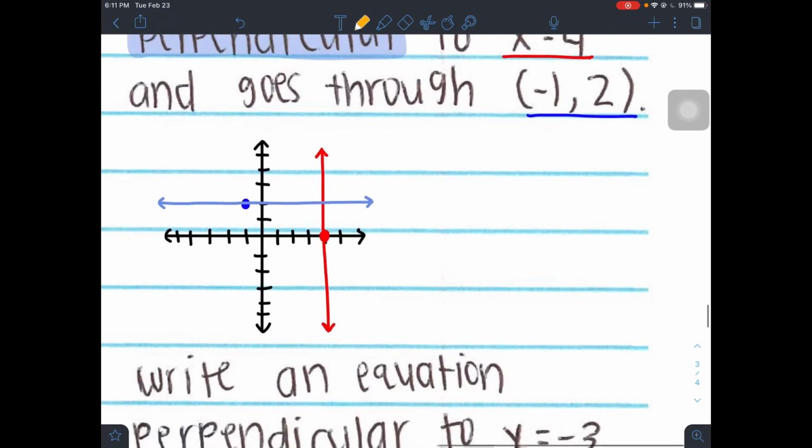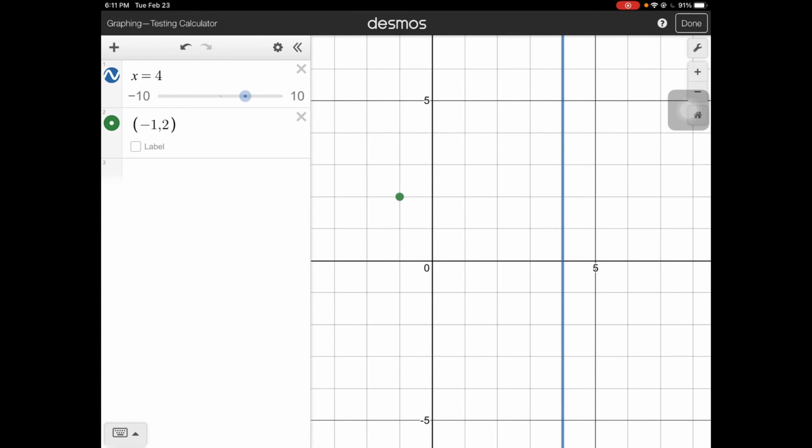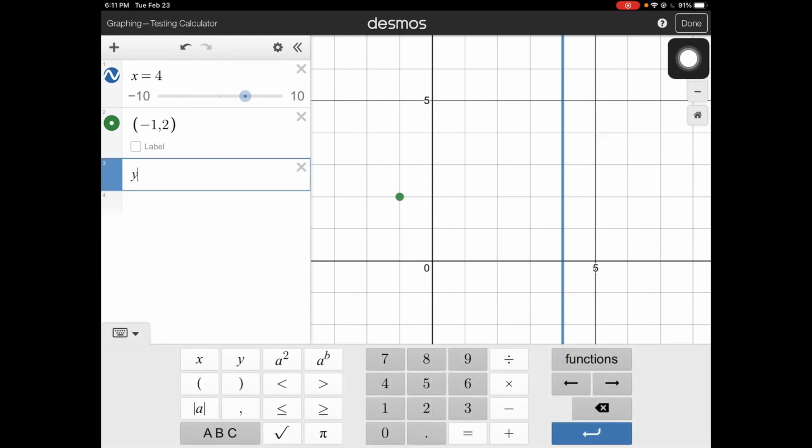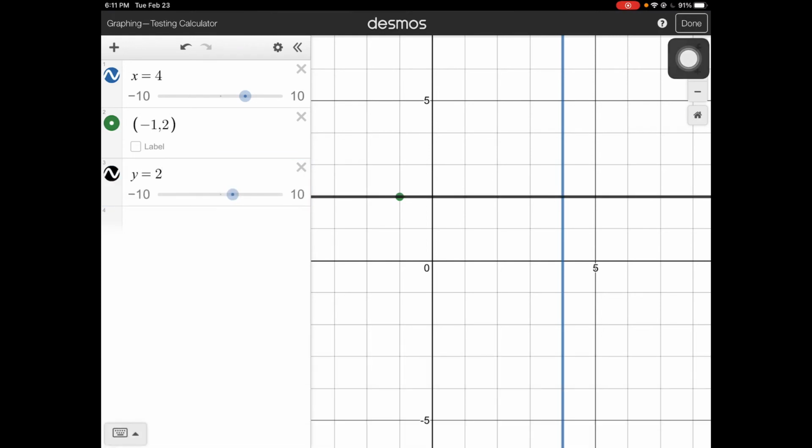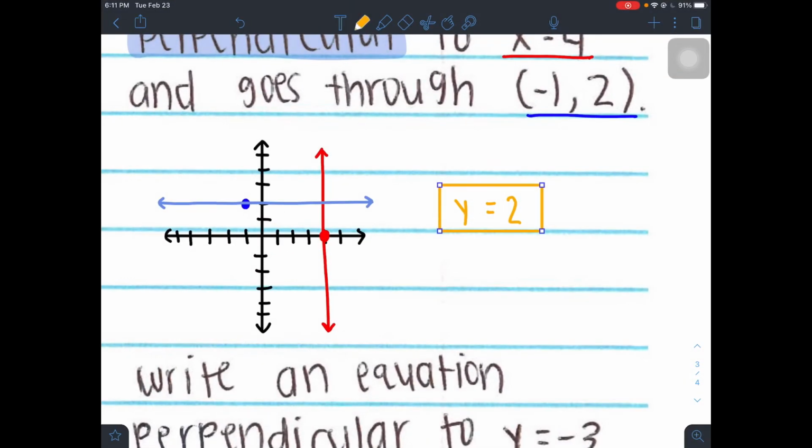The equation of this light purple line is going to be y equals, because it crosses the y-axis, and it crosses the y-axis at +2. Okay, and I can prove that again. Remember, the blue line is the original line that we're given. The green point is what they want us to use, and we've created the line y equals 2. And notice how it is perpendicular to the blue one. It's perpendicular to the blue one, and it goes through that green point.